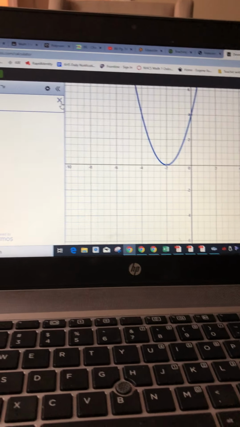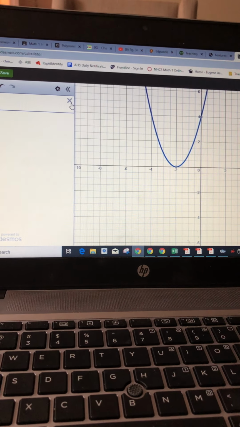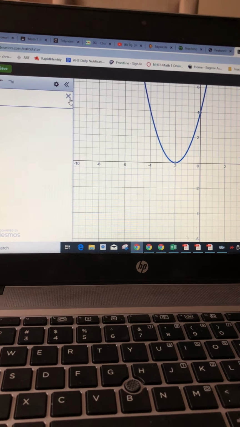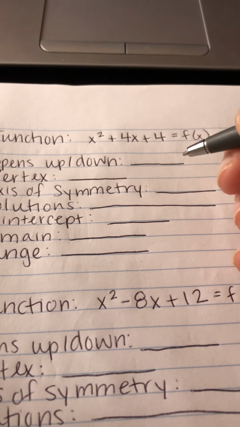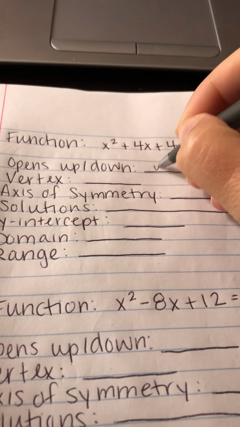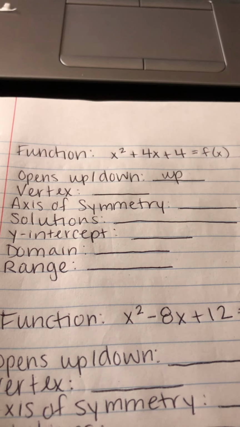So then it's asking us to tell whether, first of all, it opens up or down. So do you see how the open part up here is up? So our first answer here, does it open up or down? This one's going to be, it opens up.